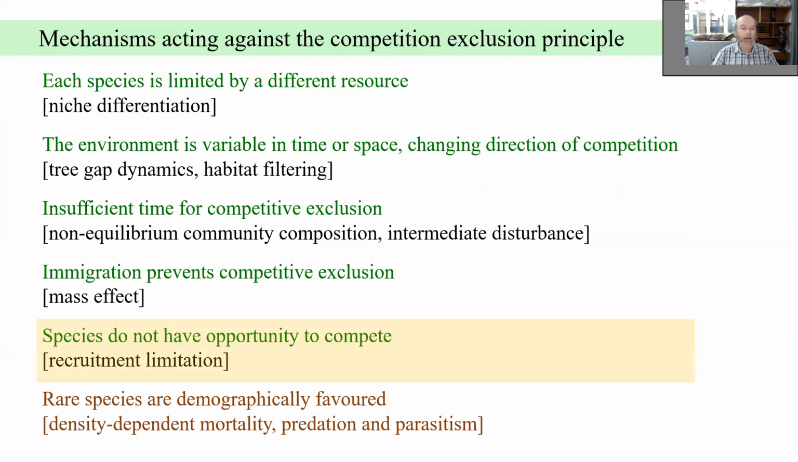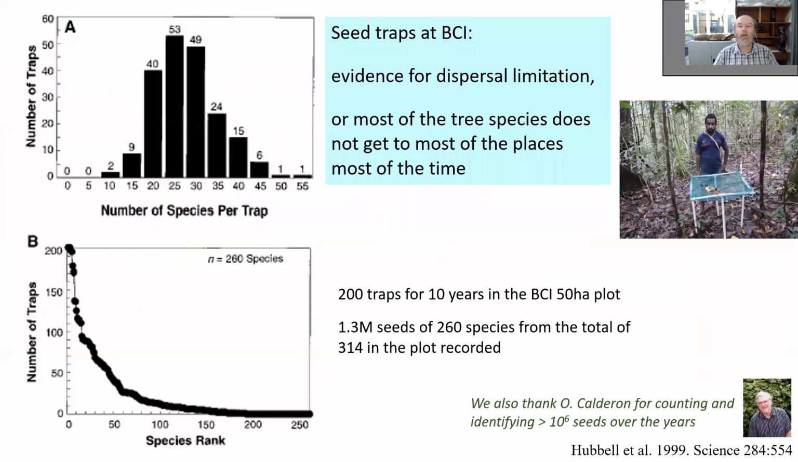Okay, and then we have also the last one, and that is that species do not have opportunity to compete. How can that happen? Well, if two people want to fight a duel, you set up the place and time, and if you don't show up, there is no defeat and no victory. And that's exactly what many trees are doing in many places in the forest.